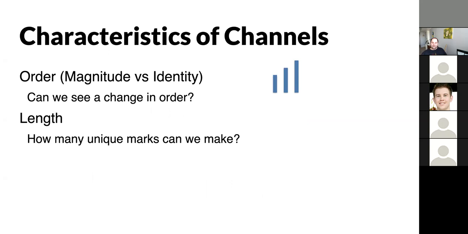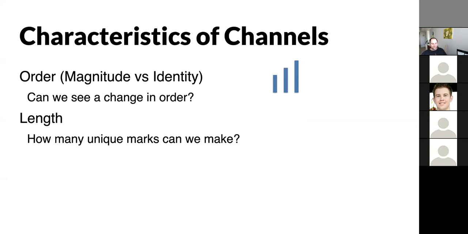Is there an order? This is a question again about magnitude versus identity. Can we see a change in order? So here for the bar charts, we can see that. And length, length here means really not length in the sense of how long is this bar, but how many unique marks can we make?